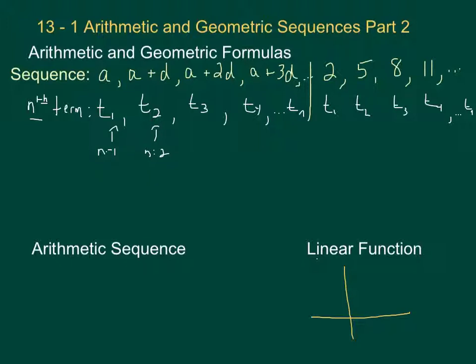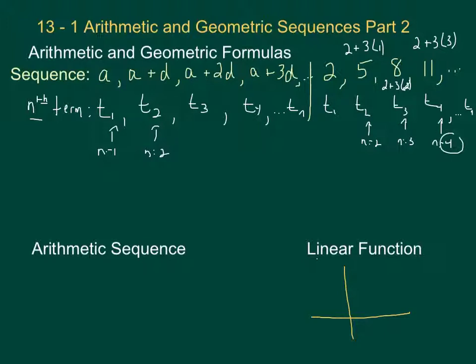Now, there's actually a formula here. Check this out. To get 5, you could do 2 plus 3 times 1. I want you to just write that down for right now. To get 8, you could do 2 plus 3 times 2. To get 11, you could do 2 plus 3 times 3. There's a formula for each of these terms: T2, where n equals 2; T3, where n equals 3; T4, where n equals 4. That's the second position, the third position, the fourth position.